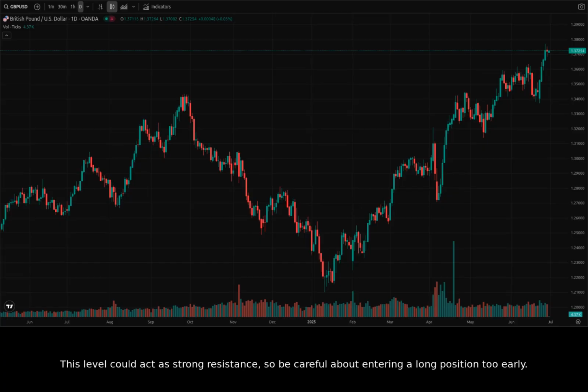This level could act as strong resistance, so be careful about entering a long position too early. On the other hand, the price also found support near 1.35, so look for a bounce there. If it breaks below that, we could see a further drop.